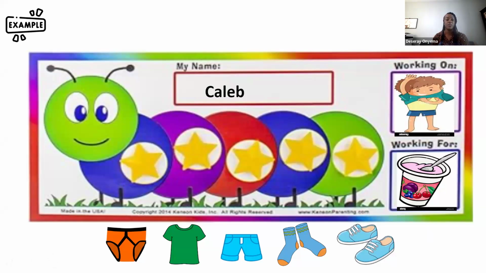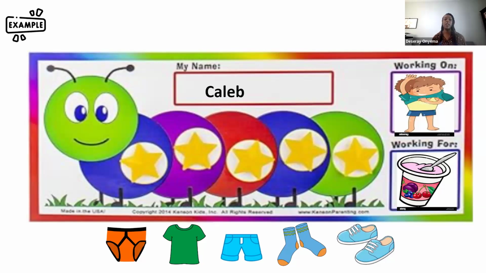So the child has to put on their underwear, they earn a star for that. When they put on their shirt, they earn a star. When they put on their shorts, they earn a star. When they put on their socks, they earn a star. And when they put on their shoes, they earn a star. And then at the end of it, they earn their favorite yogurt.